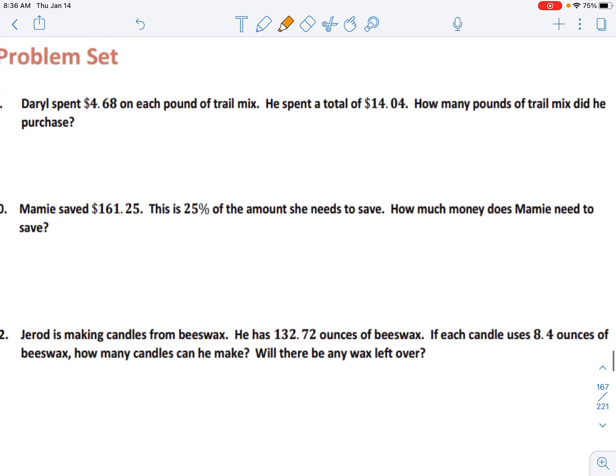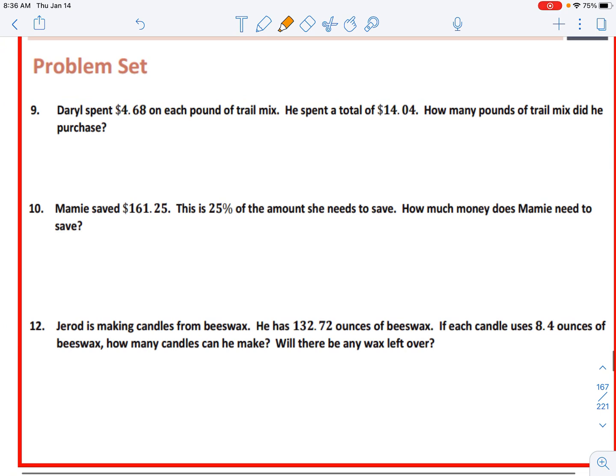And let's move on. So now you're going to have 3 word problems, but just dealing with the same types of division problems. So number 9 says Daryl spent $4.68 on each pound of trail mix. He spent a total of $14.04. How many pounds of trail mix did he purchase?